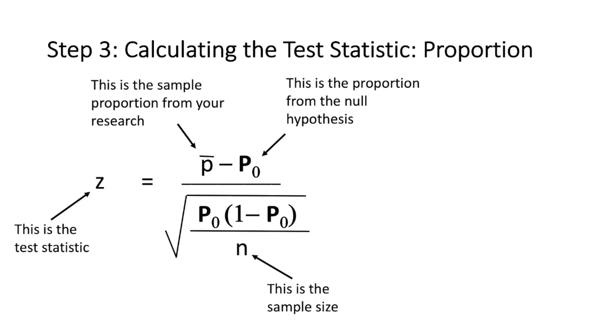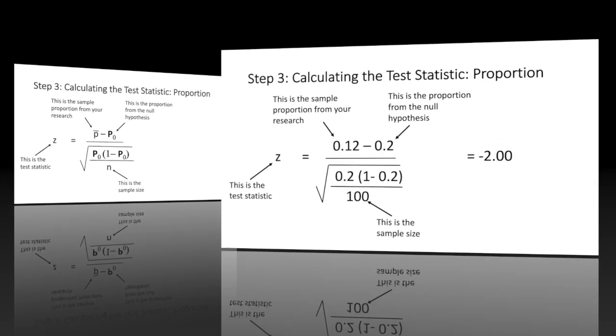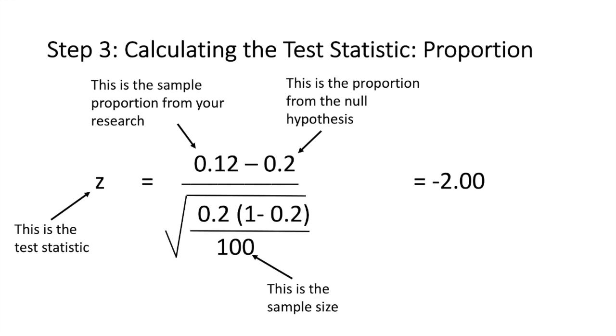And in this case, since it's a hypothesis test about a proportion, the test statistic is a Z statistic. The formula is Z equals p-bar, again, that's the sample proportion from our research, minus p naught. This is a proportion from the null hypothesis. You divide that by the square root of p naught multiplied by 1 minus p naught, divided by the sample size.